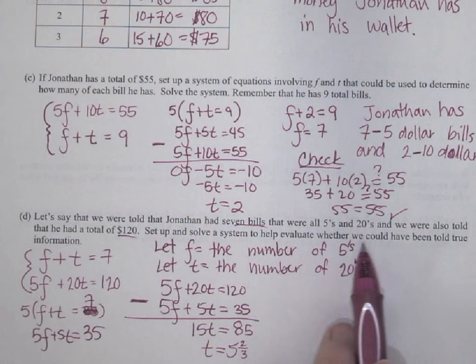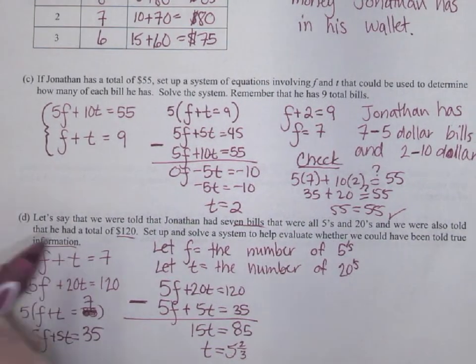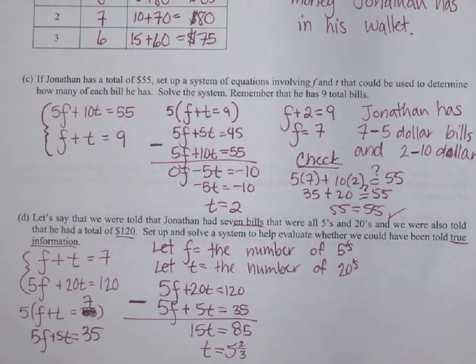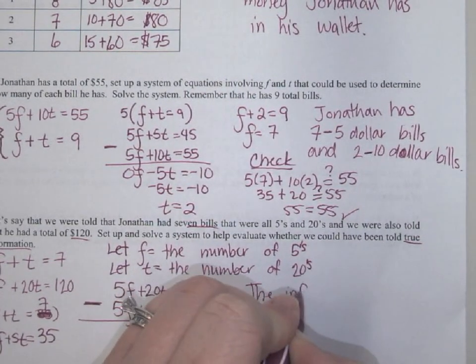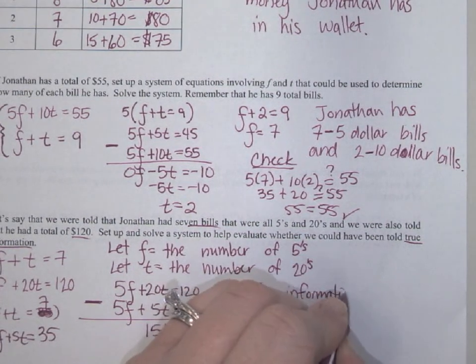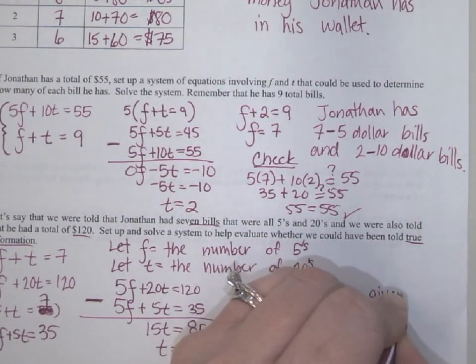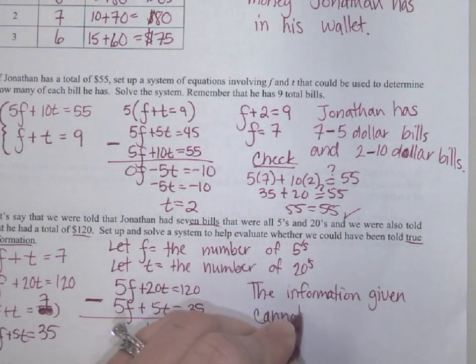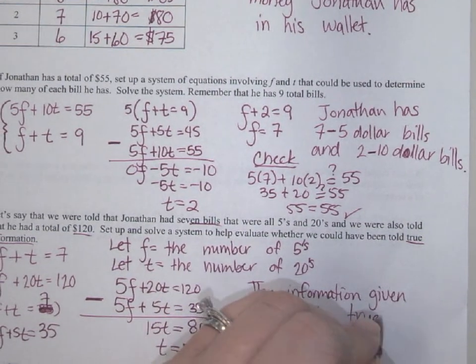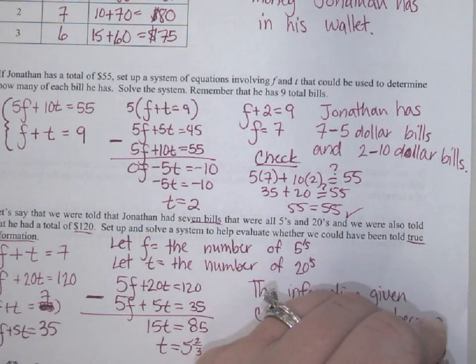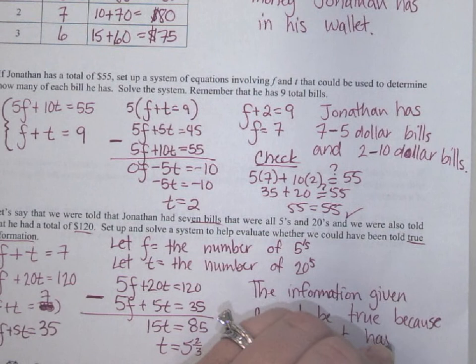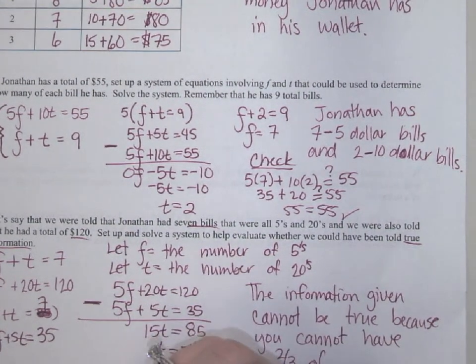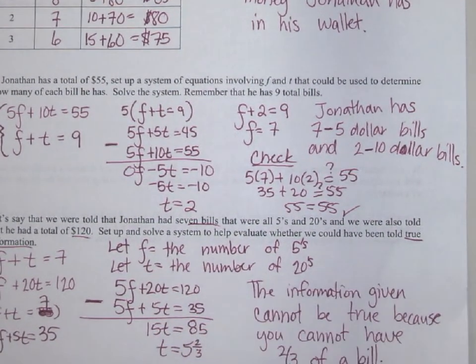Oh, do we have true information? No, because you can't have 2/3 of a bill. So, the information given cannot be true because you cannot have 2/3 of a bill, right? It wouldn't count as 2/3 of the money.